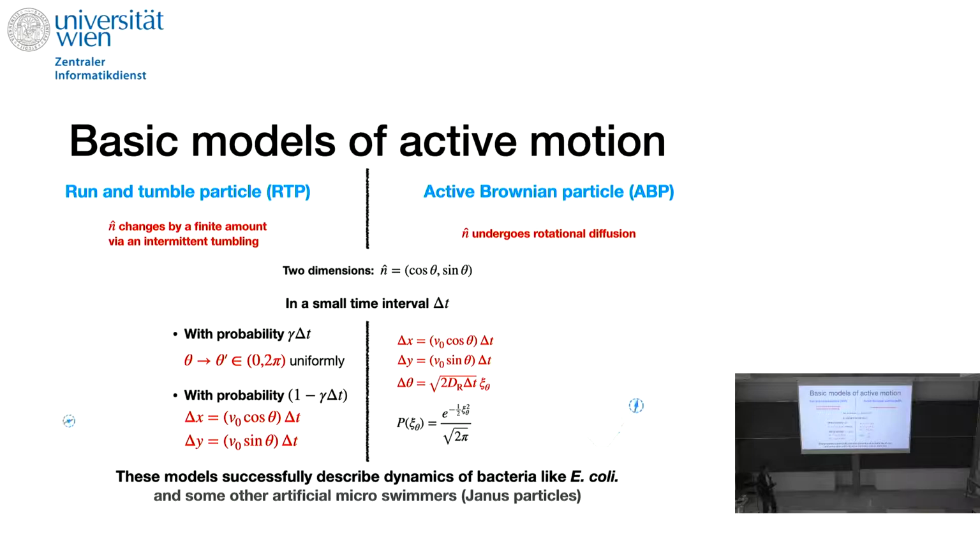In a small interval delta t, you have dx equal to v0 cos theta delta t, and dy equal to v0 sin theta delta t. This is the same as before. But this orientation vector undergoes a Brownian motion on a circle. So in a small time delta t, delta theta goes like the square root of delta t, where Dr is the rotational diffusion coefficient, and this noise is drawn from a Gaussian distribution, for example. These two very simple models seem to successfully describe the dynamics of bacteria like E. coli, and also some artificial microswimmers.